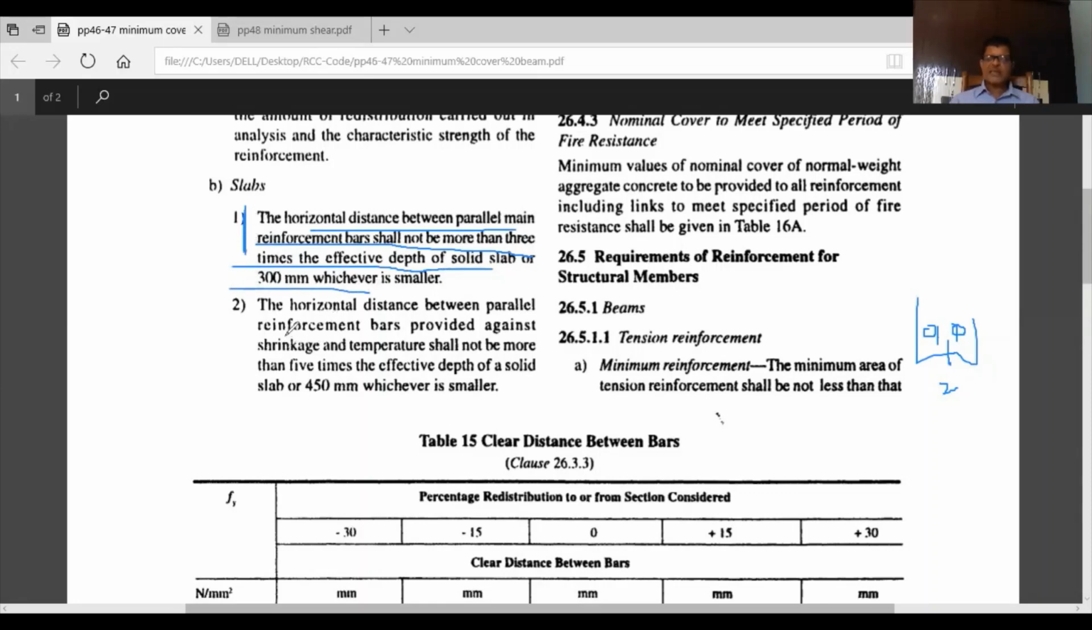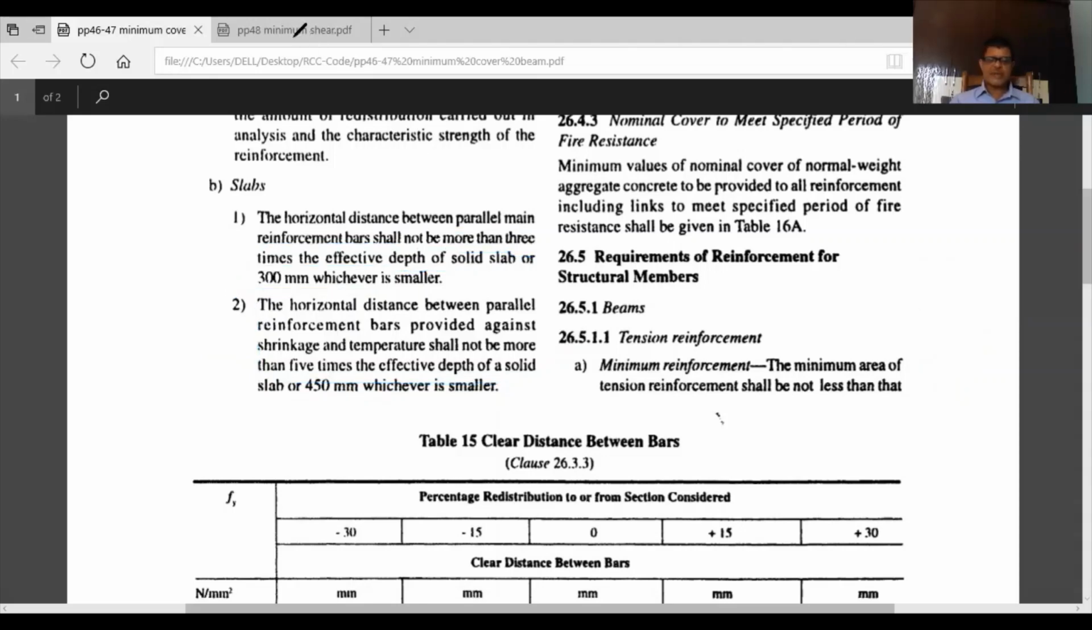Similarly, for the distribution steel or the temperature reinforcement, that is, the shrinkage reinforcement, we have seen the minimum steel is 0.12%. Where we provide this minimum steel, the distance between the bars shall not be more than 5 times the effective depth of the solid slab or 450 mm, whichever is less. So keep in mind: in one case it is 3D or 300, for the main reinforcement, and this is for distribution steel.